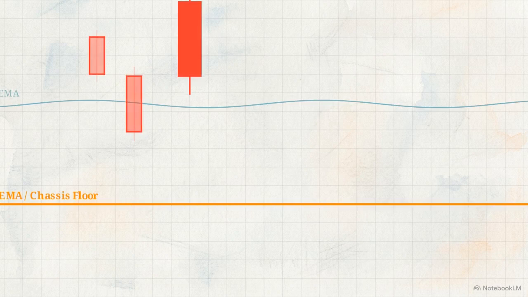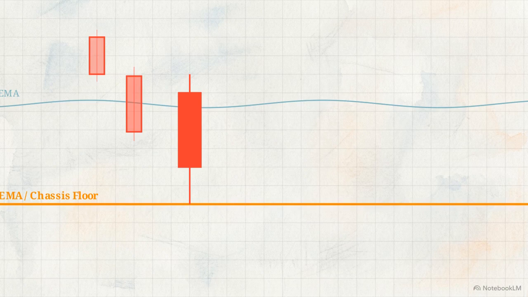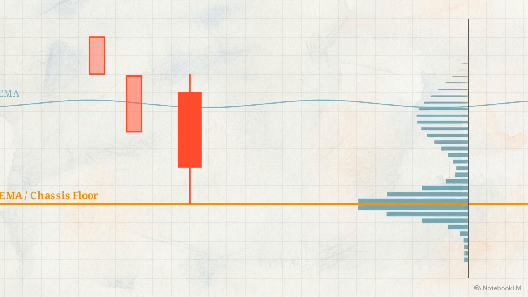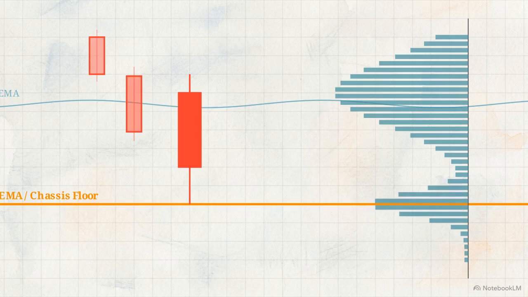Selling often occurs right as price reaches the structural floor, providing liquidity for institutional algorithms. We look for specific telemetry. Volume profiles should dry up to a thin sliver exactly at the 34 EMA, indicating selling pressure has been fully absorbed by the chassis floor.